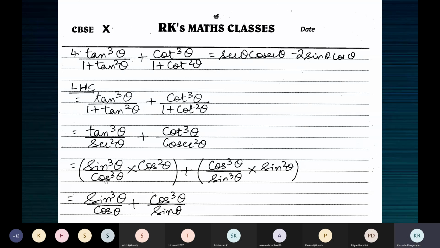So now they get cancelled. You understand? Cos square theta, cos cube theta. So there is one cos theta remaining. Here there's one sin theta remaining. Cos theta and sin theta remaining.